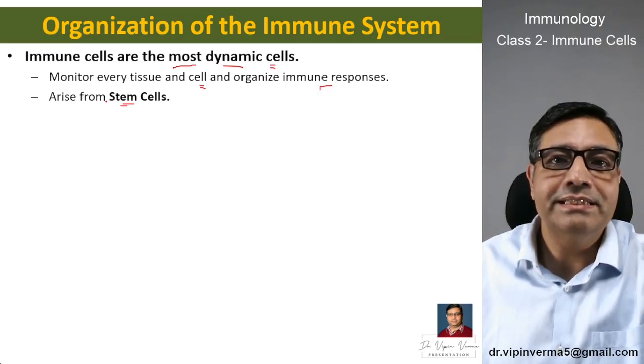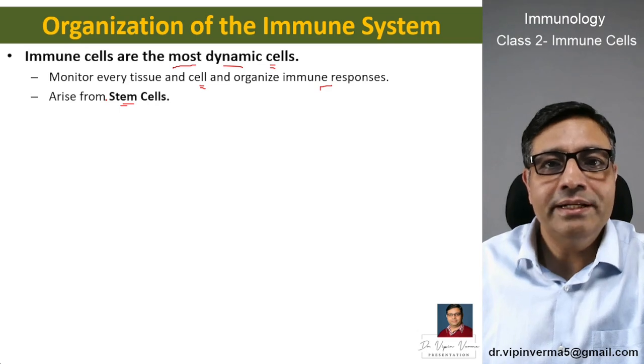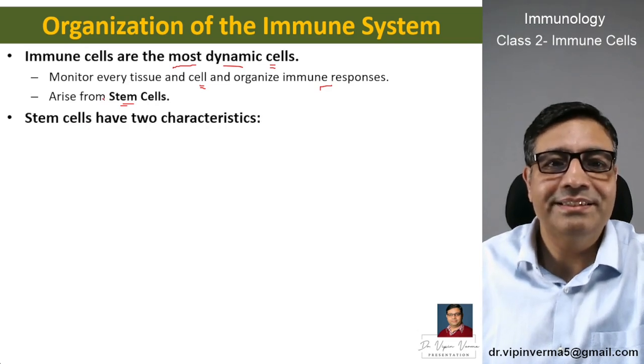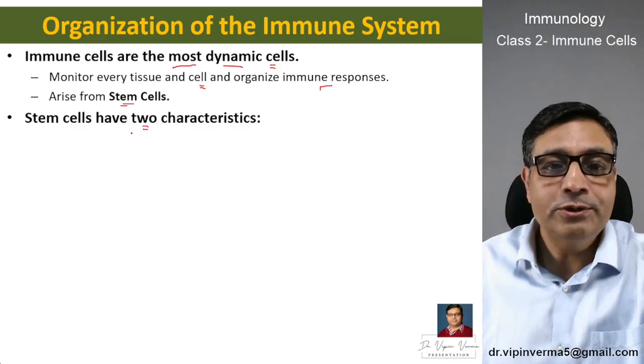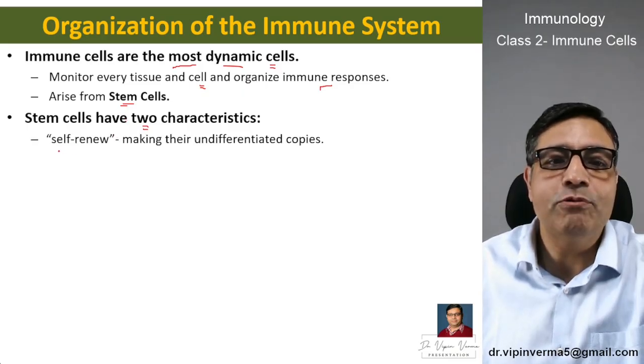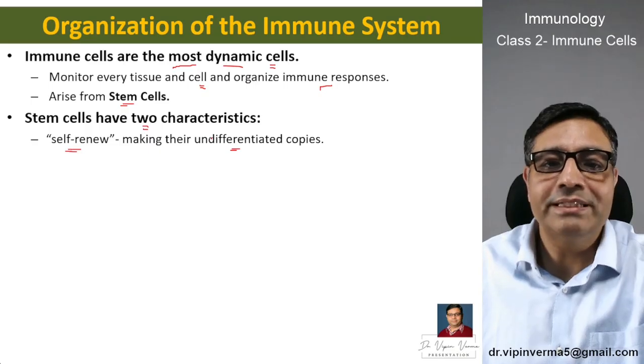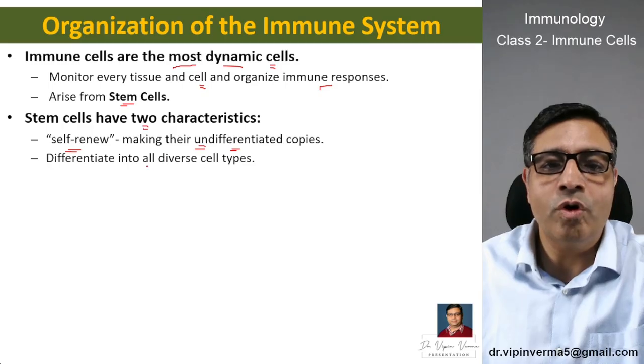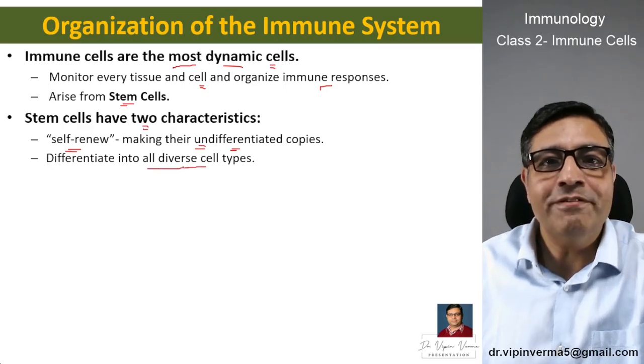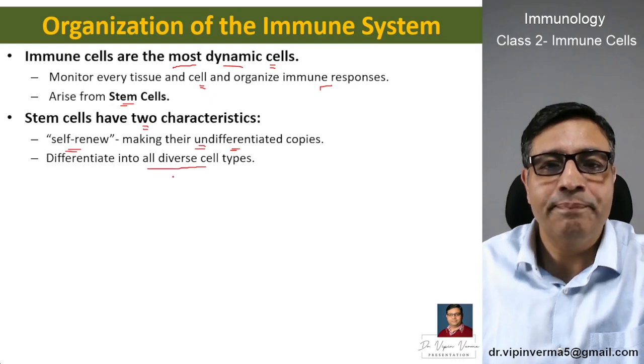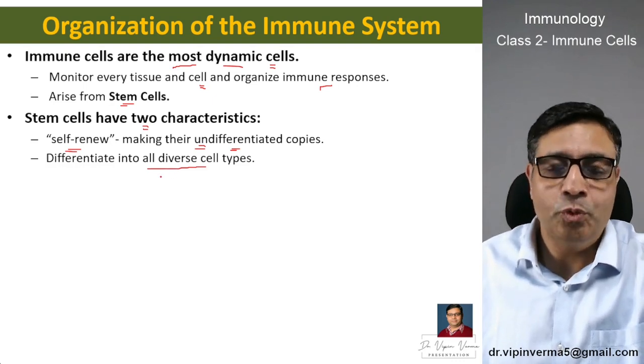They are the cells which are actually defined by two characteristics. So they have two characteristics which make any cell a stem cell. What are these two characteristics? The first is self renewal. They can make their undifferentiated copies, so they can self renew. Now, they can also differentiate into all diverse cell types, whatever cell types we have inside our body. Stem cells can differentiate into them.